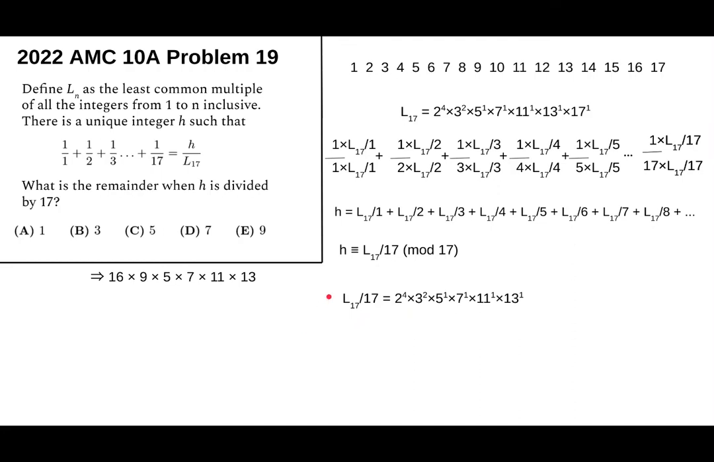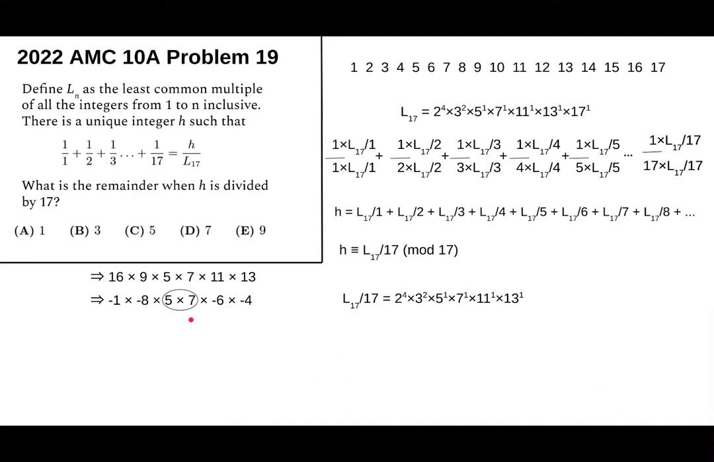There's a rule with remainders. If you divide by 17, if they're being multiplied or added, or any of the other operations, then you can divide each term by 17, take the remainder, and in this case, multiply them all. So for example, when you divide by 17, 16 leaves a remainder of negative 1. 9 leaves a remainder of negative 8. 5 leaves a remainder of 5, 7 leaves a remainder of 7, 11 leaves a remainder of negative 6, and 13 leaves a remainder of negative 4 when you divide by 17.